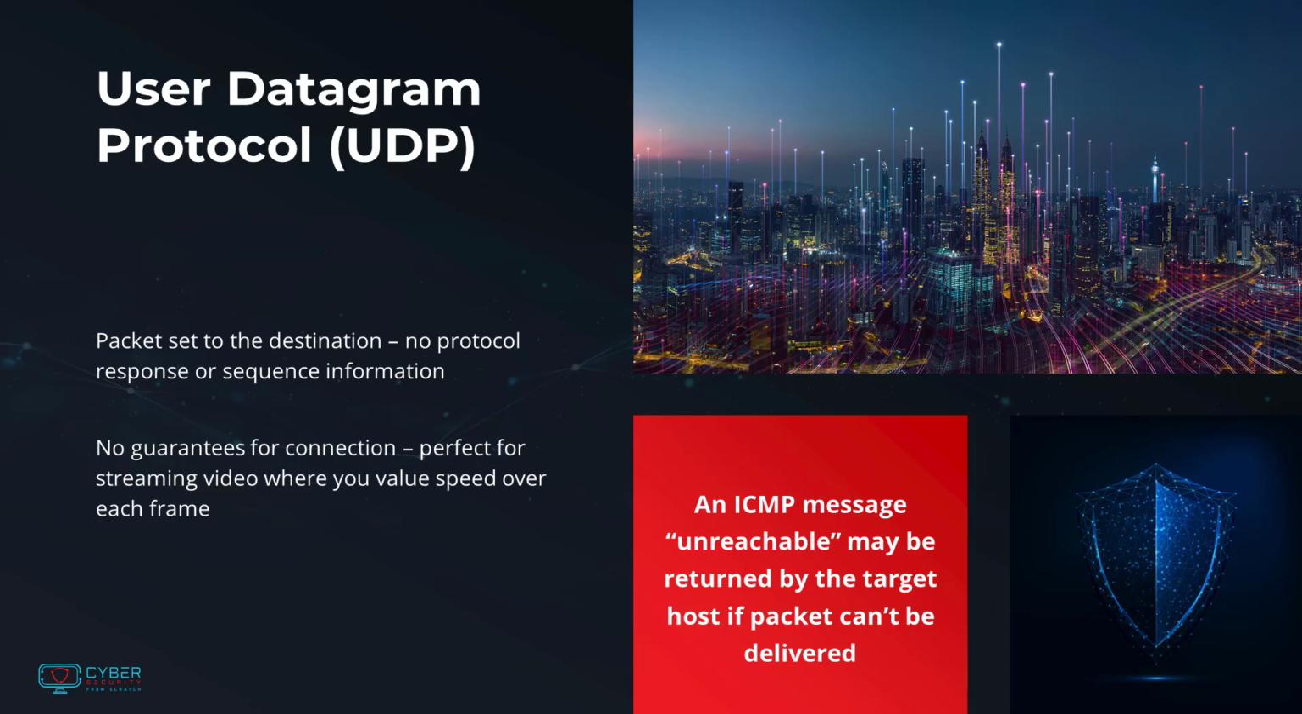Now, sometimes an ICMP unreachable message might be returned by the target if the packet can't be delivered, or if some of the network equipment in between determines that the address is unavailable, but that's not guaranteed. You might just be streaming data to somewhere, and it's going into the ether and you might not know.